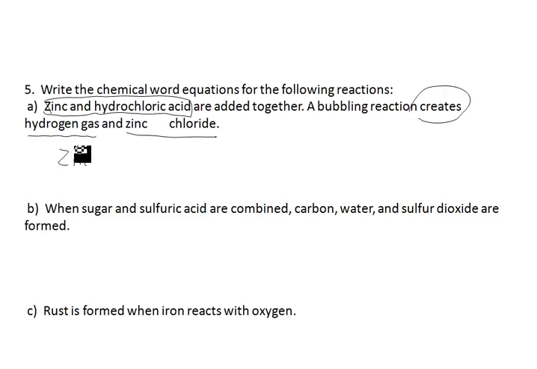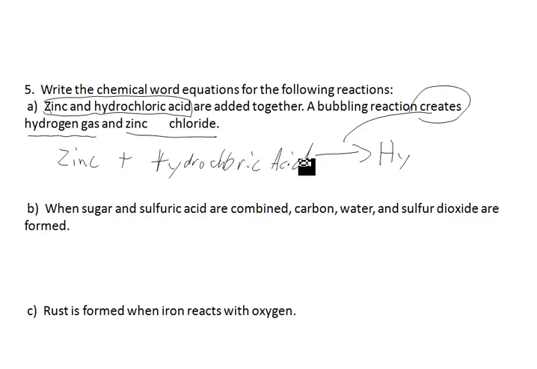So our word equation would be zinc plus hydrochloric acid, and then an arrow which stands for creates or produces, hydrogen gas plus zinc chloride, and that would be our word equation.